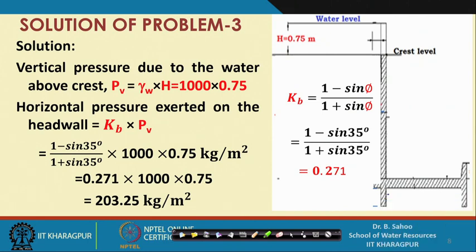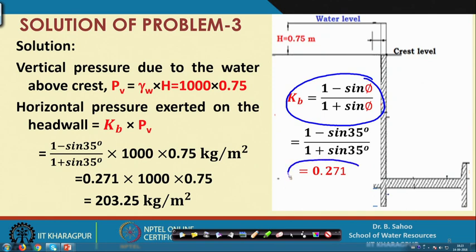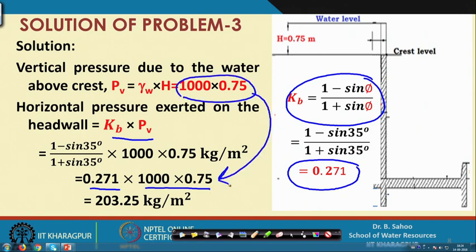The vertical pressure due to water, you know that P equal to gamma W into H. Gamma W is the specific weight of water, that equal to 1000 kg per meter cube, and H is equal to given, that equal to 0.75 meter. Okay. So, horizontal pressure exerted on the head wall will be K B times P B, and K B is computed as 1 minus sin phi divided by 1 plus sin phi, and here phi equal to 35 degrees. So, we will get the value of K B equal to 0.271, and if you multiply that value with this vertical pressure P B, then you will get 0.271 into 1000 into 0.75, which has come from here. Okay. So, we will get 203.25 kg per meter square.